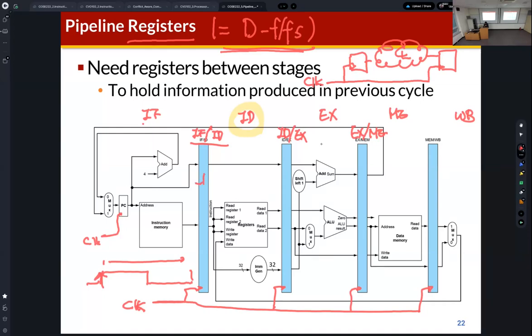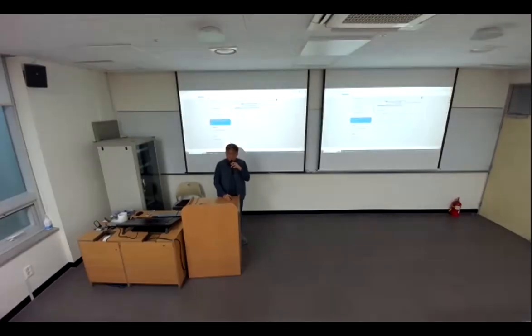At the rising edge of the clock, since this is the flip-flop, these signals are initiated. As you can see, the instruction from the instruction memory is given to the instruction fetch and ID pipeline register. At the rising edge of the clock, this instruction signal, or instruction data, is sampled by the rising edge of the clock signal.